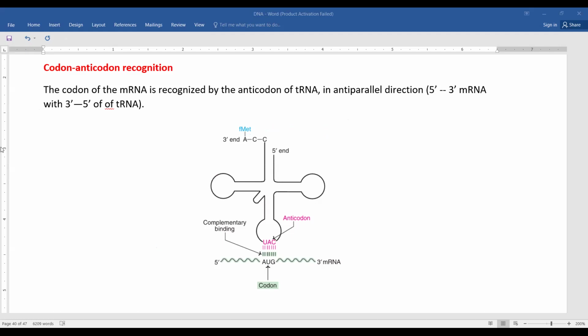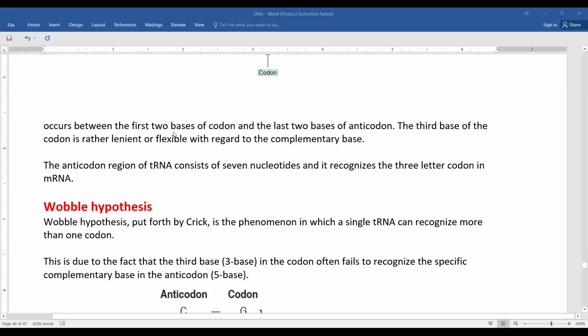ఇక్కడ మనకు ఒక ఎక్స్టెన్షన్ ఇచ్చాడు. ద కోడన్ ఆఫ్ ఎంఆర్ఎన్ఏ, దిస్ వన్, is recognized by anticodon of tRNA, this one, in anti-parallel direction. ఇక్కడ ఇదేం డైరెక్షన్? 5' to 3' డైరెక్షన్. మరి ఇక్కడ ఇదేం డైరెక్షన్? ఇక్కడ 3' నుంచి ఎటు పోతుంది? ఇది 5' వైపు వెళ్తుంది. యాంటీ ప్యారలల్ డైరెక్షన్ అంటారు. అంటే ఎంఆర్ఎన్ఏనేమో 5' to 3' డైరెక్షన్లో ఉంటే టిఆర్ఎన్ఏ ఆల్వేస్ 3' to 5' డైరెక్షన్ ఉంటుంది. Okay, so it occurs between the first two bases.